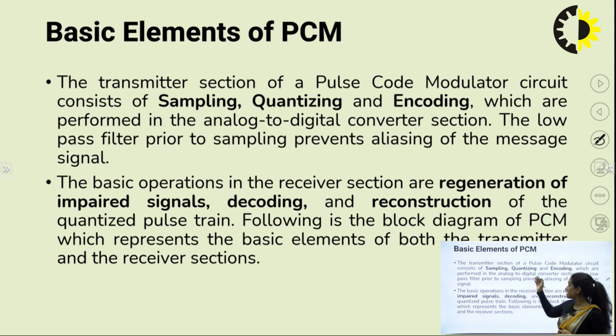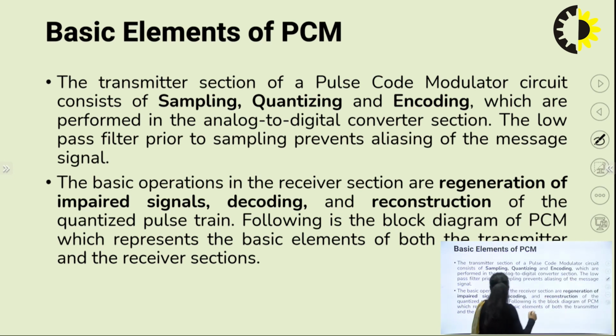The transmitter section of a pulse code modulator circuit consists of sampling, quantizing and encoding, which are performed in the analog to digital converter section. The low pass filter prior to sampling prevents aliasing of the message signal, right? So I have discussed this already, that the low pass filter acts as an anti-aliasing filter here, right?